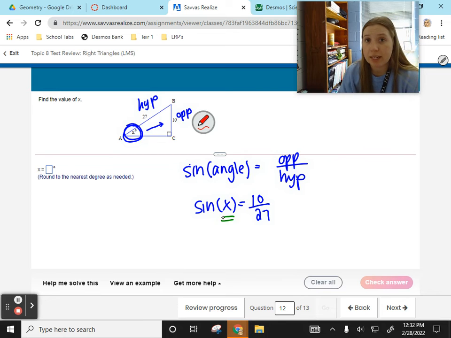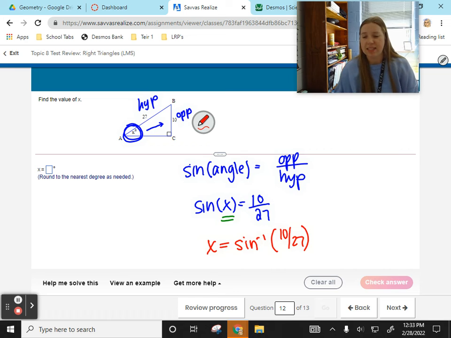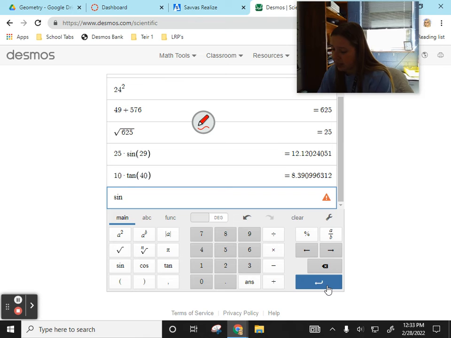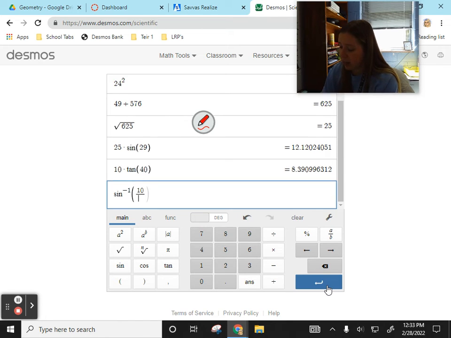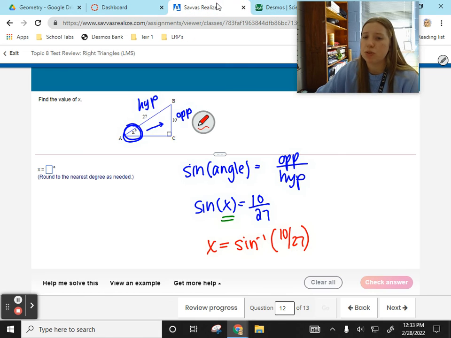The way we're going to get out of there is by doing our inverse trig functions. We're going to say x equals sine inverse of 10 over 27. So if we want to find an angle measure, you're using the inverse trig functions that has that little -1 next to it. So I'm going to do sine inverse of 10 over 27. And I get 21.7. And I think I'm supposed to round that up to the nearest whole number. So I might do 22.